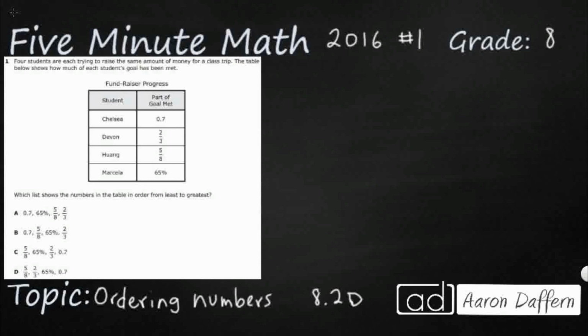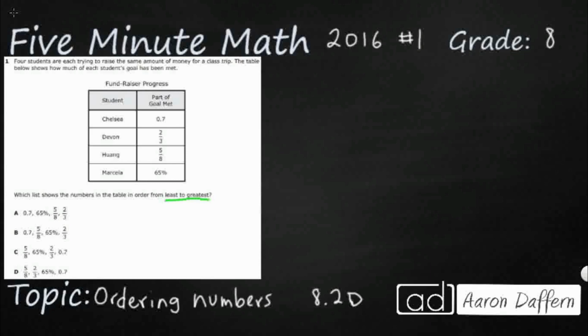So we've got 4 students, each trying to raise the same amount of money for a class trip. The table below shows how much of each student's goal has been met. Whoever's making this table, I'm wondering why they are using decimals, fractions, and percents, because that's really hard to order. But we need to get this table in order from least to greatest. Can't do that if we're dealing with fractions, decimals, and percents. So we need to make them all look the same.